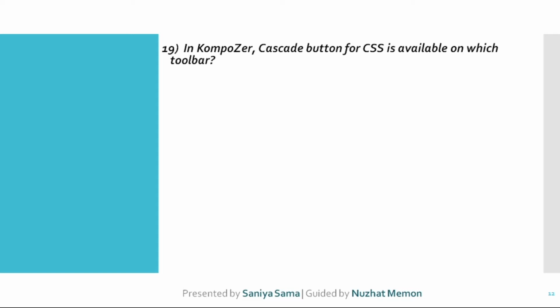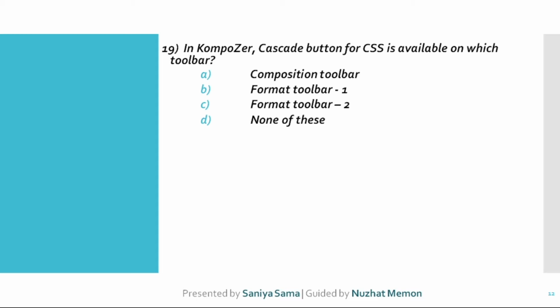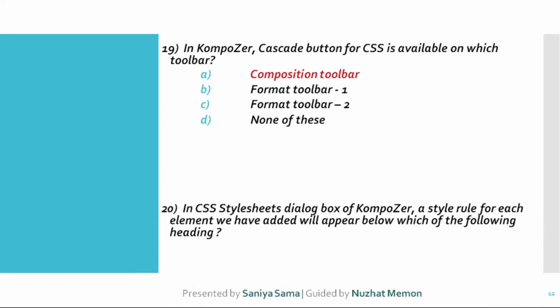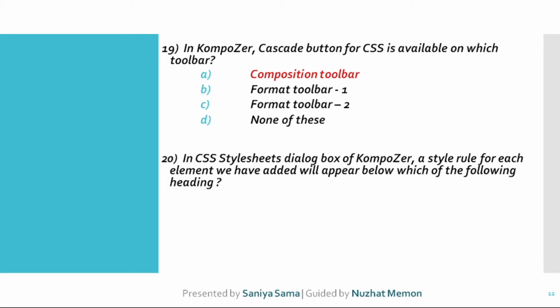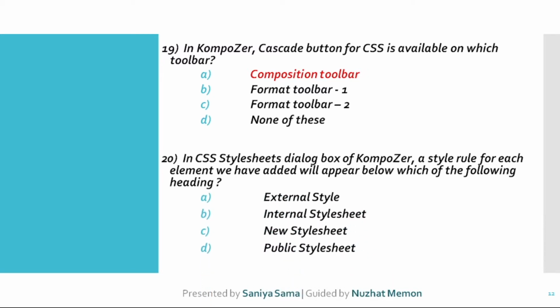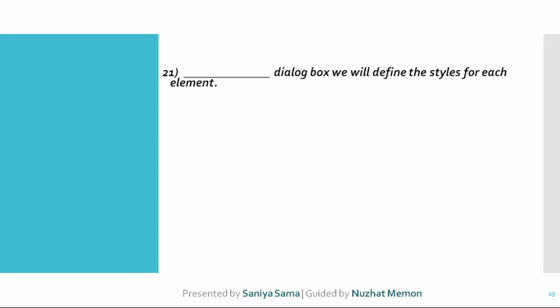Nineteenth, in KompoZer, the Cascading button for CSS is available on which toolbar? Option A, composition toolbar, option B, format toolbar 1, option C, format toolbar 2, option D, none of this. The answer is composition toolbar. Twentieth, in the CSS style sheets dialog box of KompoZer, a style rule for each element we have added will appear below which of the following headings? Option A, external style, option B, internal style sheet, option C, new style sheet, option D, public style sheet. The answer is internal style sheet. Twenty-first, dash dialog box, we will define the styles for each element.